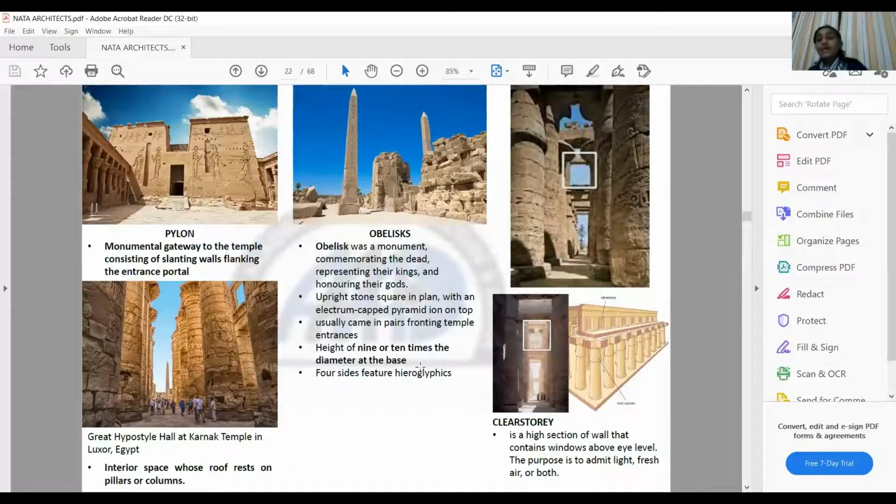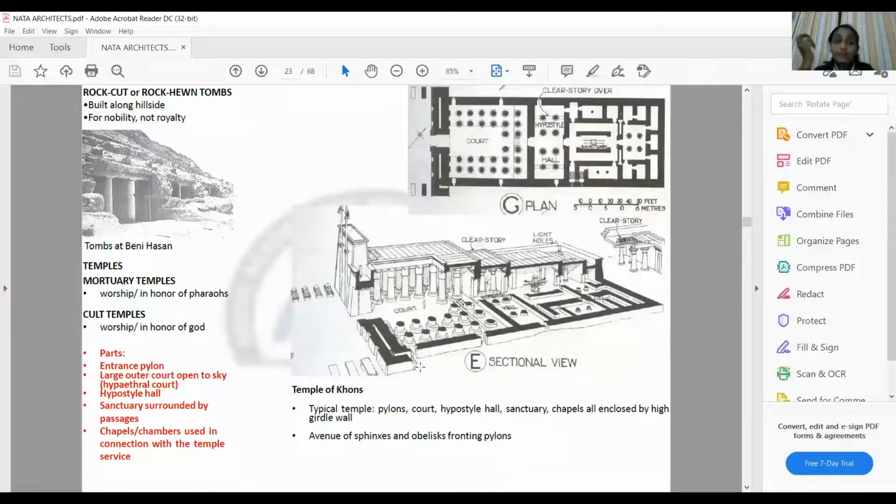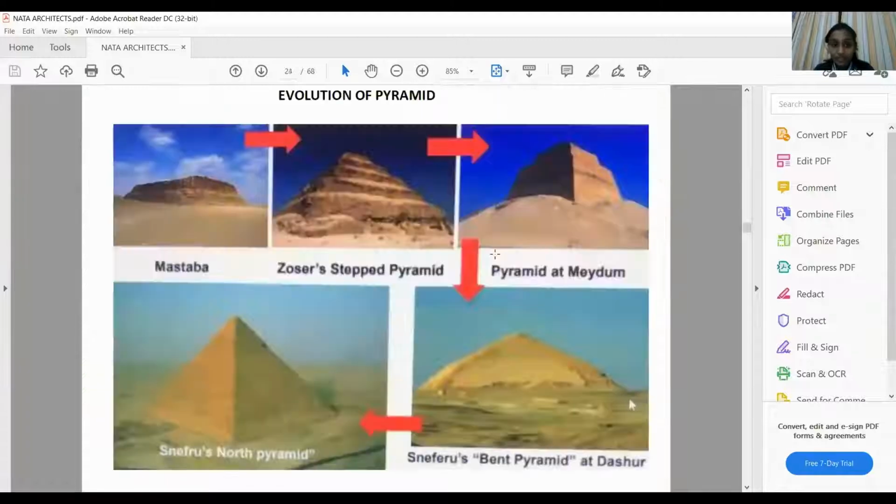So they not only had these mortuary temples, they also had these cult temples, mainly worshipping and honoring the god. So one such example is the Temple of Khons. You'll be able to observe all the elements that we saw in the previous slide. So one is the entry gateway, that is the pylon over here. And then you have this hypostyle hall. And then you have how the interior spaces were lit with the help of these clerestory windows. And then we have the sanctuary where actually the idol is placed. So these are all the important points that you need to remember, or the sequence, I could say. Coming to the next important thing, that is the evolution of the pyramids.